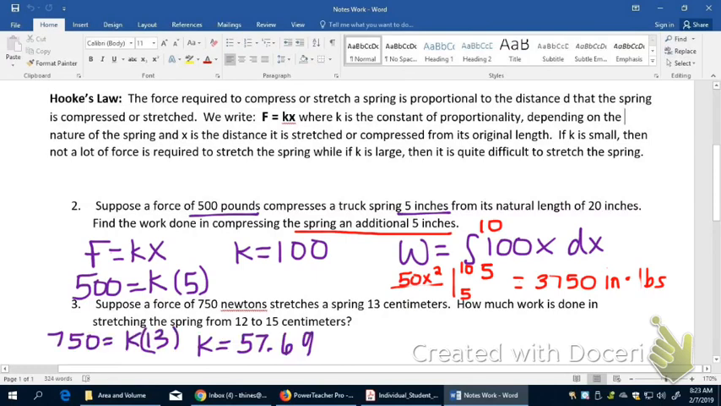All right, so you start off by finding k. And you use the 750 newtons and the 13 centimeters to get k. So then you're going to do your work, which here it says we want to stretch the spring from 12 to 15. And we can just use 12 and 15. And then kx, we already know that k is 57.69.